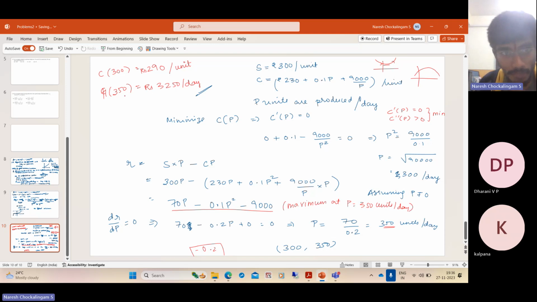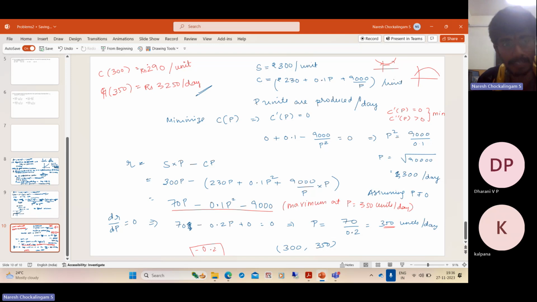Right. So at p equal to 350, you have 3250. And if you take a small value of p less than 350, say 349 or 348, then it is less than 3250. And for a value of p greater than 350, you have a value again which is less than 3250. Therefore, p equal to 350 corresponds to a global and a local maximum.